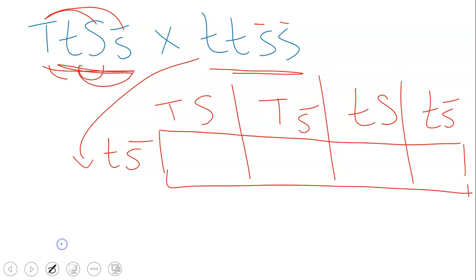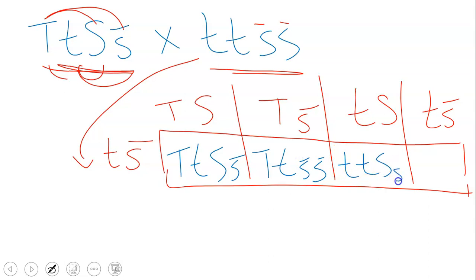Okay, so let me grab my blue and we'll fill it in. So this first box, we're going to put big T, big S, little s. Second box, big T, little s, little s. Little t, big S, little s. And little t, little s, little s. There's that 1-to-1 to 1-to-1 ratio.